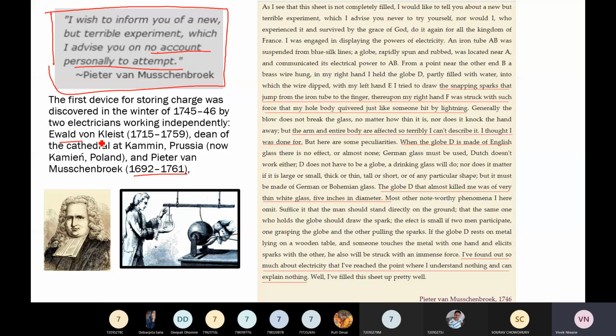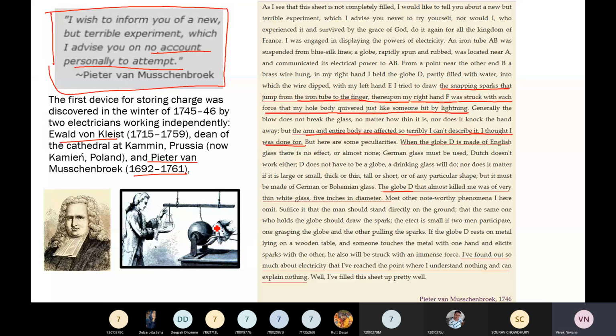और ये जो बंदा है, क्लेस्टन पीटर कहते हैं, चलो पीटर वैन कहते हैं, they were doing some sort of capacitance experiment, trying different materials, and he said that the snapping sparks that jumped from the iron tube to the finger, thereupon my right hand F was struck with such force that my whole body quivered just like someone hit by lightning. इतना जोर से शॉक लगा. The arm and entire body are affected so terribly I can't describe it. I thought I was done for. बस भाई मैं तो मर गया.